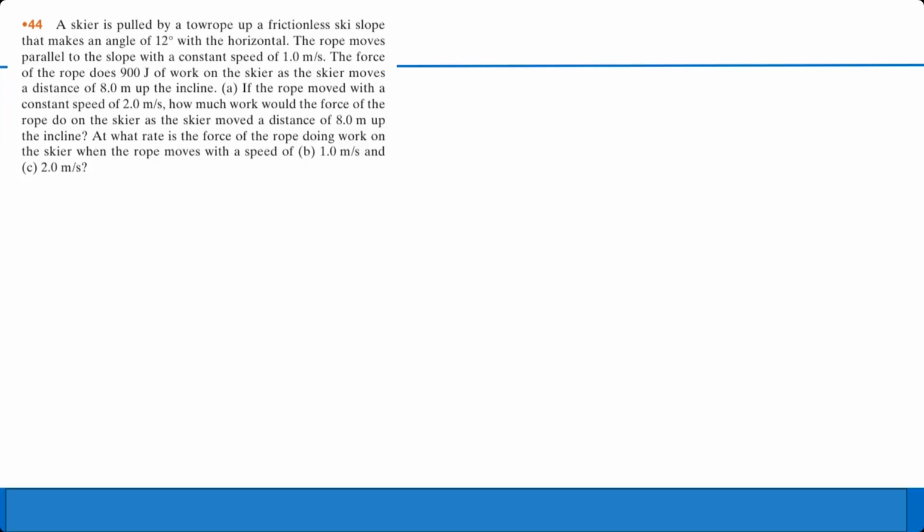So in this problem, we have a skier who is pulled by a tow rope up a frictionless ski slope. The slope makes an angle of 12 degrees with the horizontal. Let's make a small sketch. The rope moves parallel to the slope with a constant speed of 1 meter per second. So the skier is being pulled with this rope, which is parallel to the slope.